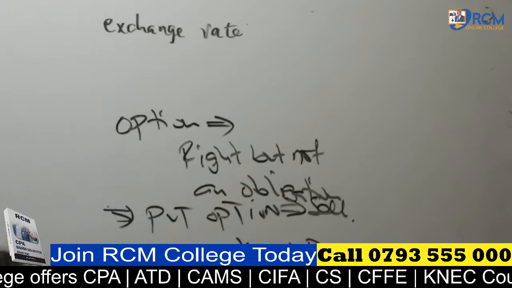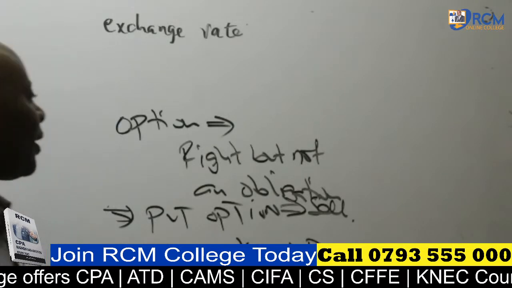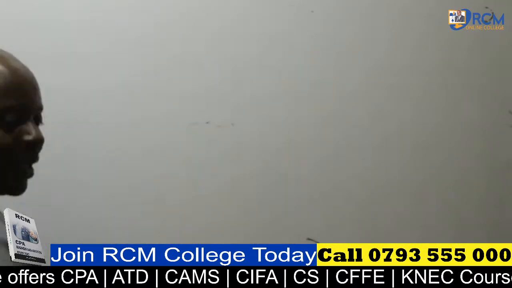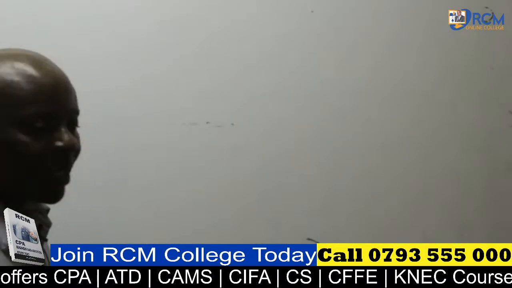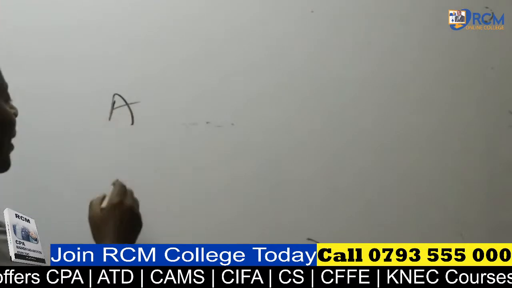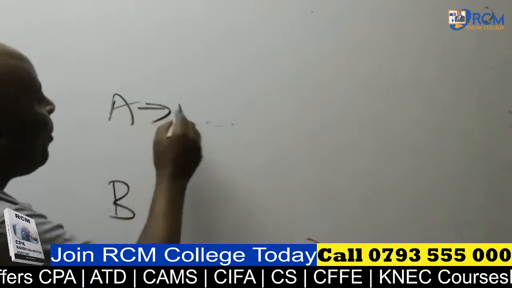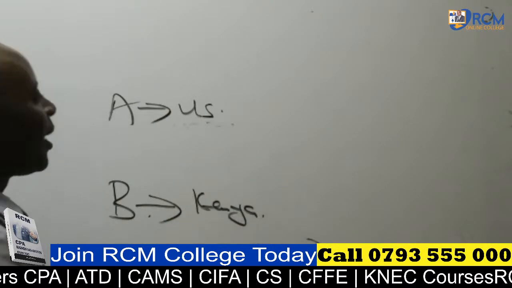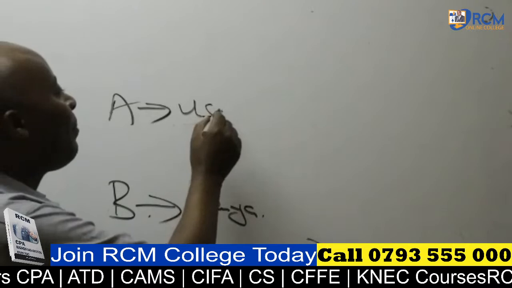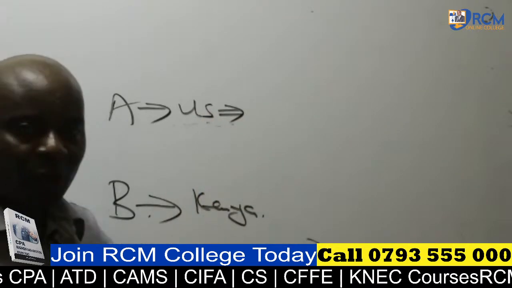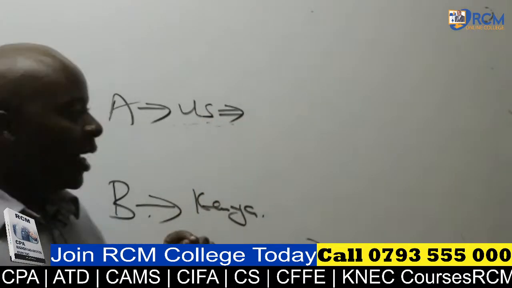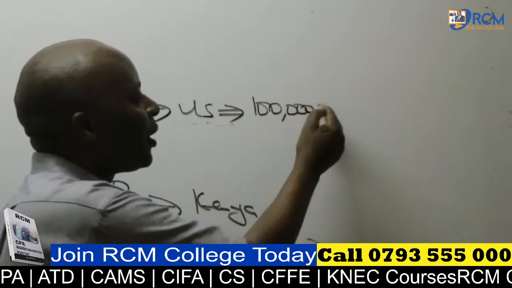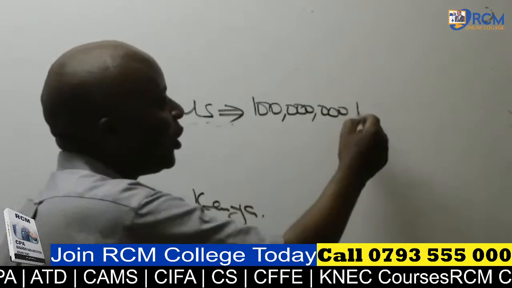Ladies and gentlemen, for me to be able to simplify this, they are talking about currency swap. So we'll have two organizations here. We have company A, company B. Company A could be based in the US. Company B could be based in Kenya. Now, company A, for example, could be wanting to invest in Kenya. And perhaps in this case, these guys want 100 million Kenya shillings.